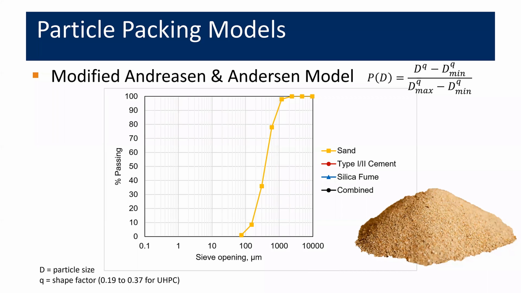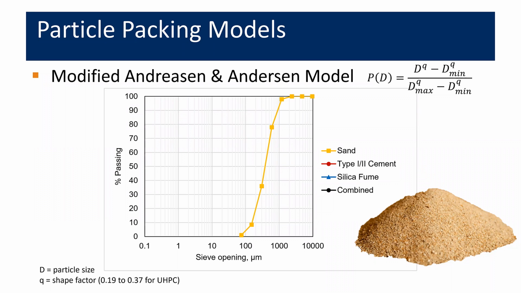So one of the particle packing models that John and I have used is called the modified Andreasen and Andersen model. And basically what it does is it looks at the gradations of the different materials. So many of you are probably familiar with a gradation for sand, which I'm showing here on this graph. So what a gradation is going to do is it's going to say for a given size range, I have a certain percentage of my material that falls into that size range.